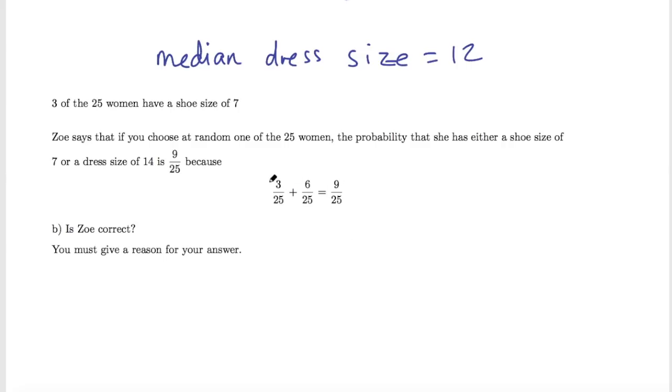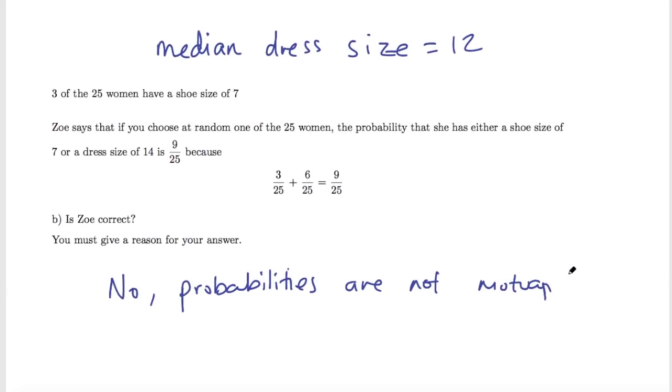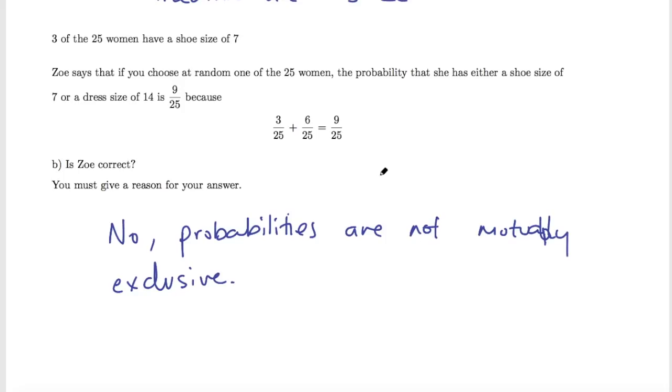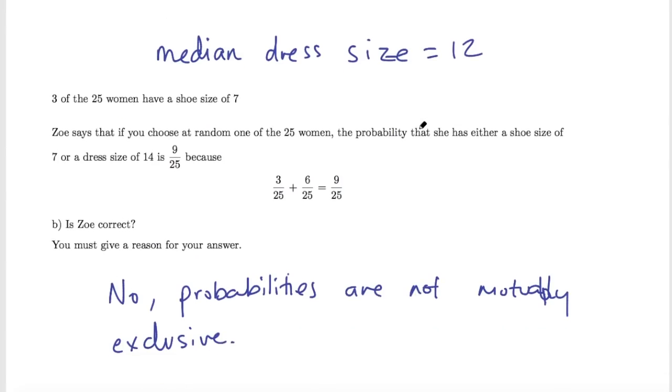So we don't know that these probabilities are mutually exclusive, so we can't add them together and get that final probability. So we can say, so she's not correct. No, the probabilities are not mutually exclusive. What that means is that we don't know if one of these women with a dress size of 14 didn't also have a shoe size of 7. And that's all you need to say to answer that question.